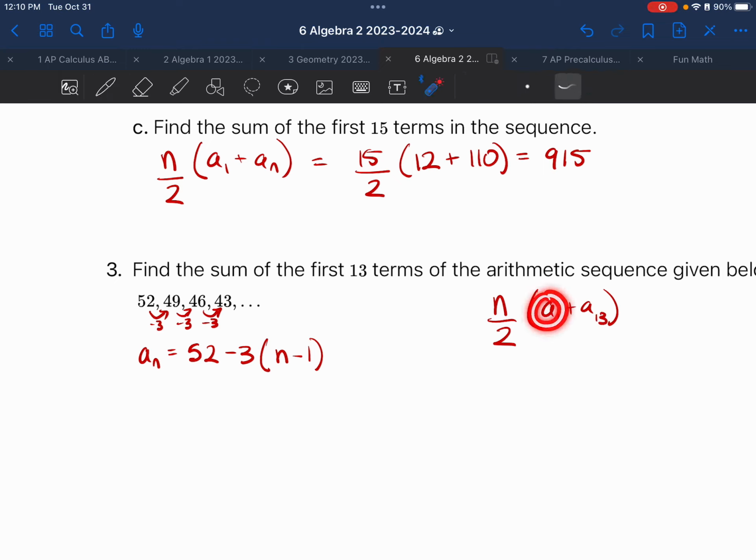I know what the first term is. The first term is 52. I know how many terms there are. There's 13. The only thing I don't have is the 13th term, which is why we have this formula. This formula will help us to find the 13th term. So let's do that now.